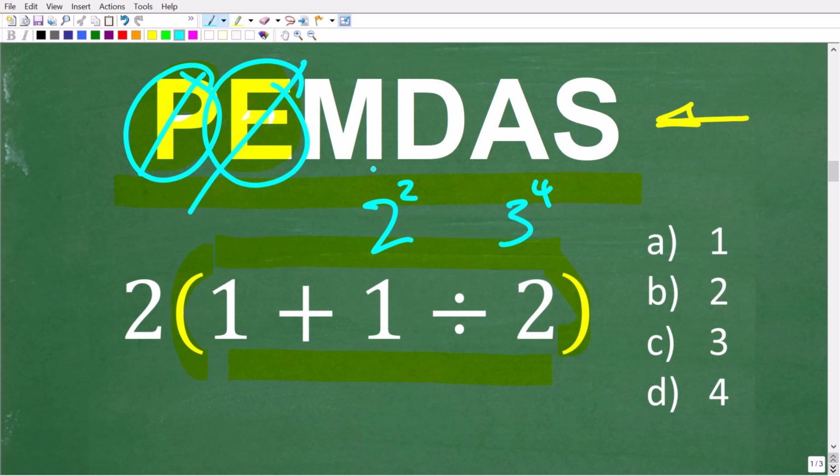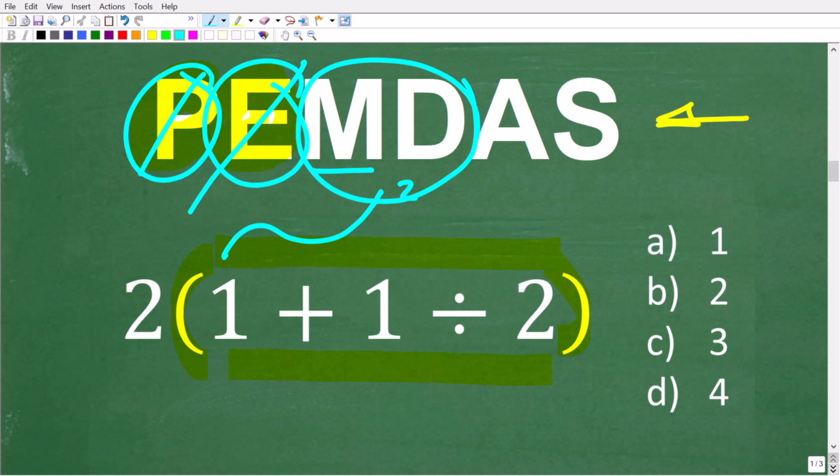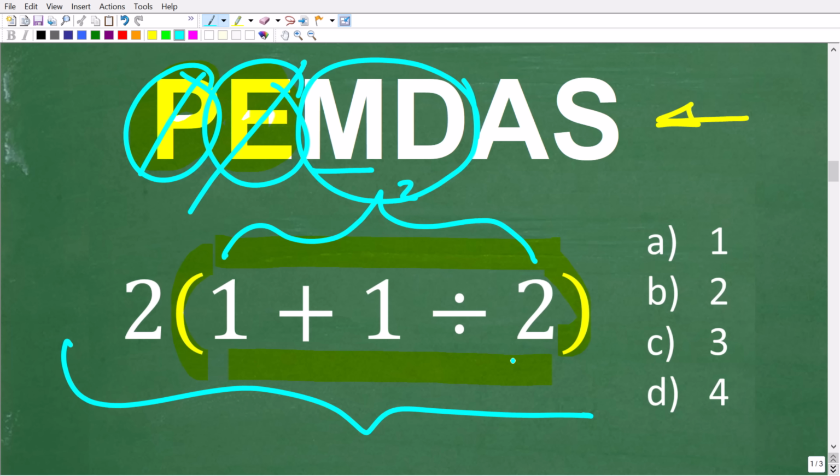Now remember, it's not just M, it's M and D. Do we have any multiplication or division? Now remember, our focus is still inside of the parentheses. All right, so we're not considering the entire problem. We're just working on what's inside of the parentheses. It's basically its own little separate math problem.